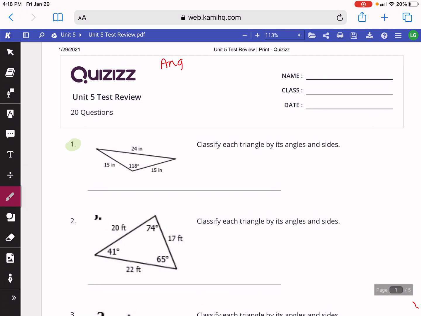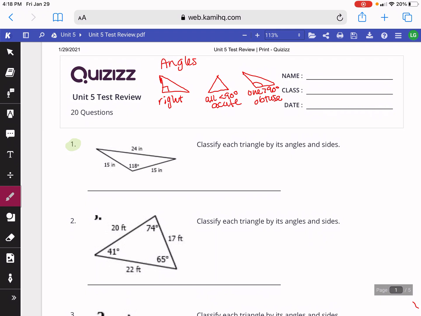So if you're looking at the angles of a triangle, if you see a right angle or a 90-degree angle, then it's a right triangle. If you notice that all the angles are less than 90 degrees, then it's acute. And if you notice one obtuse angle, so one greater than 90 degrees, then it's an obtuse triangle.